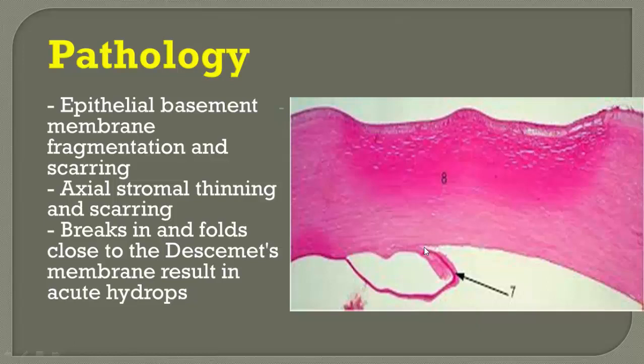If a break occurs in the Descemet membrane, this will lead to influx of aqueous into the corneal stroma, causing what is called acute hydrops.